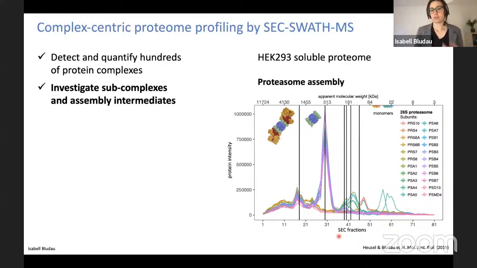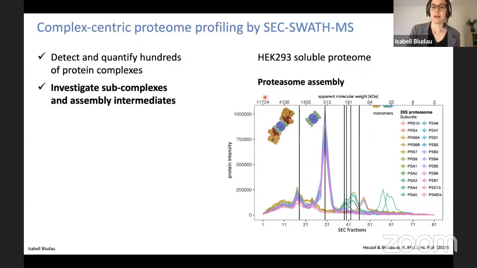So I'd like to take some time to explain this figure. On the x-axis, you see the SEC fractions from 1 to 81, and they correspond roughly to a molecular weight. The early SEC fractions correspond to high molecular weight fractions because there's a log-linear relationship between the molecular weight and the SEC fractions, and we can use a calibration standard to match fractions to molecular weights.